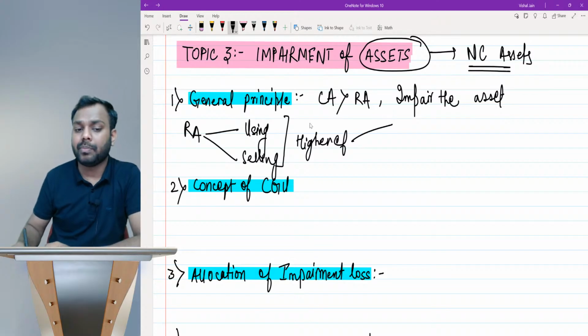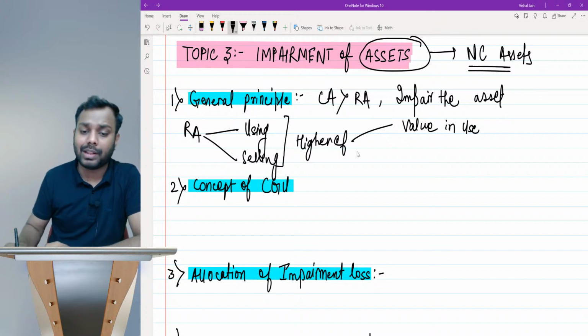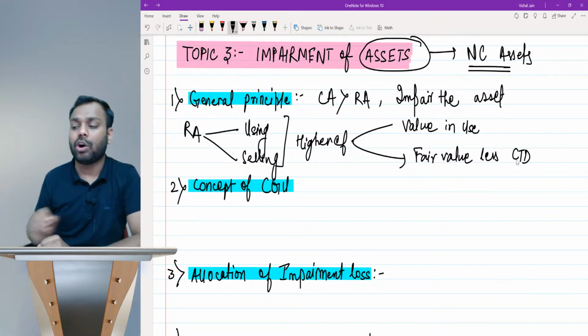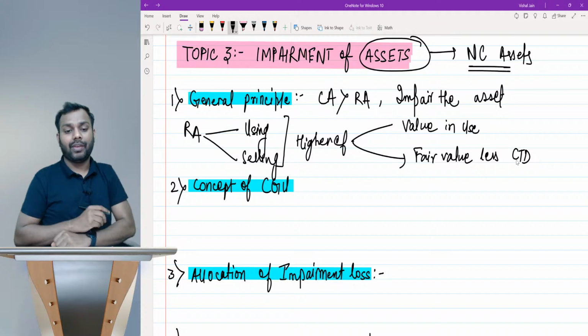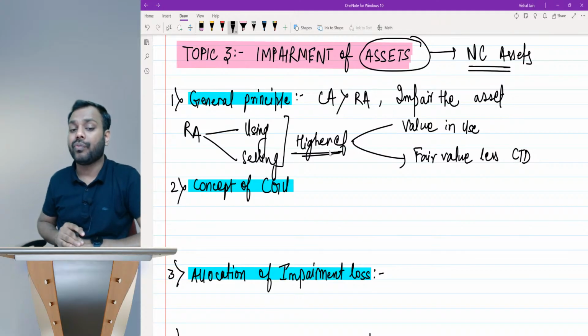So basically, recoverable amount is the higher of the value that is derived from using, that is value in use, or the value that is derived from sale, that is fair value less costs of disposal, the cost to dispose the asset. That is the meaning of recoverable amount.